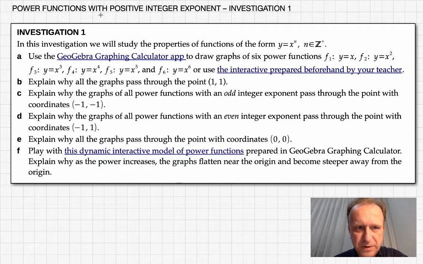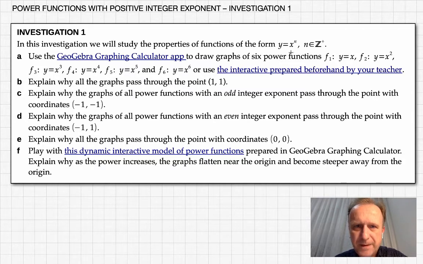Power functions with positive integer exponent, investigation 1. In this investigation, we will study the properties of functions of the form y equals x to the power of n, where n is a positive integer. You may remember that Z was the set of all integers, including negative ones, 0, and positive integers, and Z plus is the set of all positive integers.